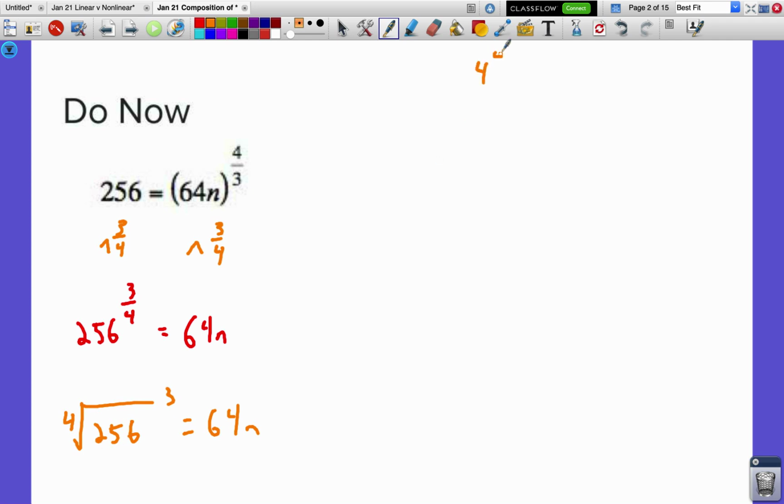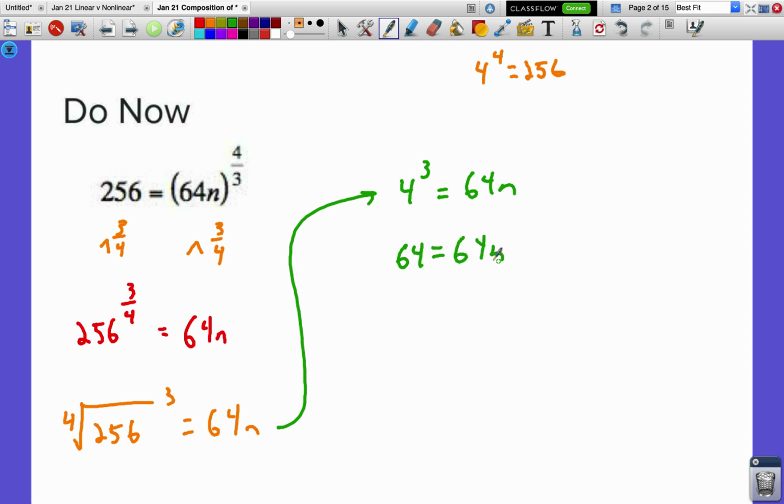So 4 to the 4th equals 256. So if that can be rewritten as a 4 to the 4th, the 4th root and the to the 4th would cancel out, and I would just have 4 cubed equals 64n. 4 cubed can be computed, that is a 64, so 64 equals 64n. Divide both sides by 64, and we get 1 equals n, or n equals 1.